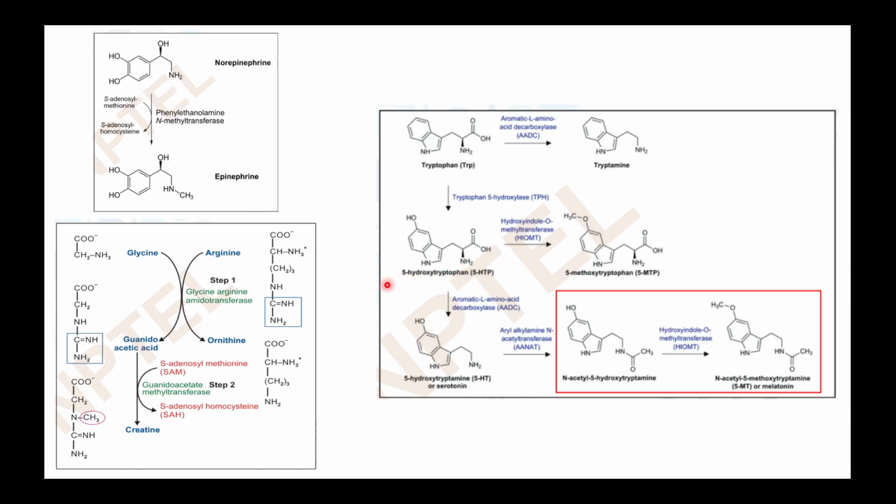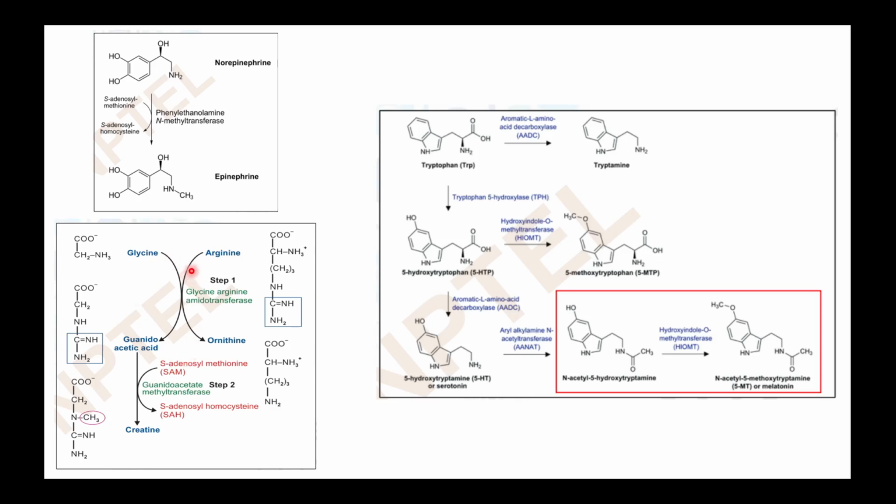So we had 5-hydroxytryptophan from which serotonin was synthesized by decarboxylation. This 5-hydroxytryptophan can also become 5-methoxytryptophan by a methyl group transfer. That is also O-methyl transferase because the methyl group is transferred at the O position.